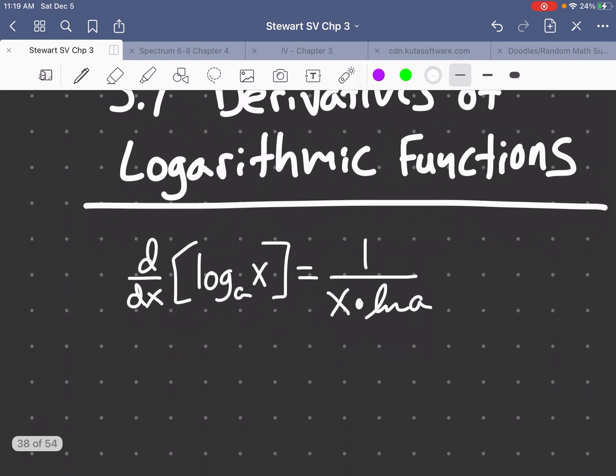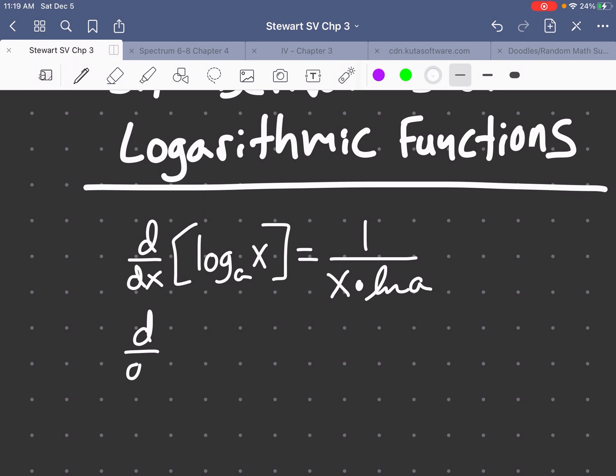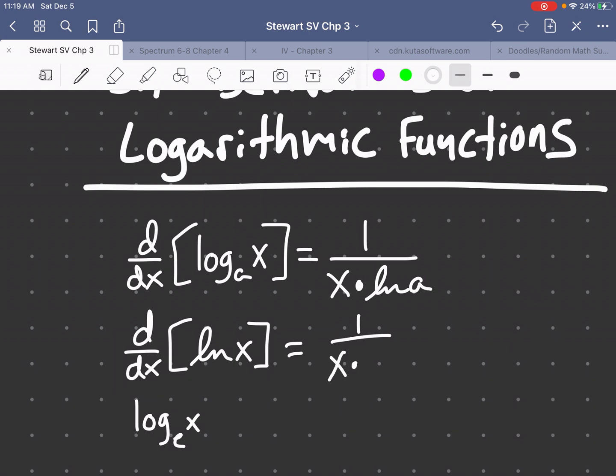Now, one specific application of this would be for the natural log. Natural log of x, you'll recall, is log base e of x, right? So let's think about what would happen if we did the derivative of the log base e of x. Well, we would have 1 over x times the natural log of e, which, if you'll recall, is 1. So x times 1 is just x. So really, all we need to do for the natural log is say 1 over x.